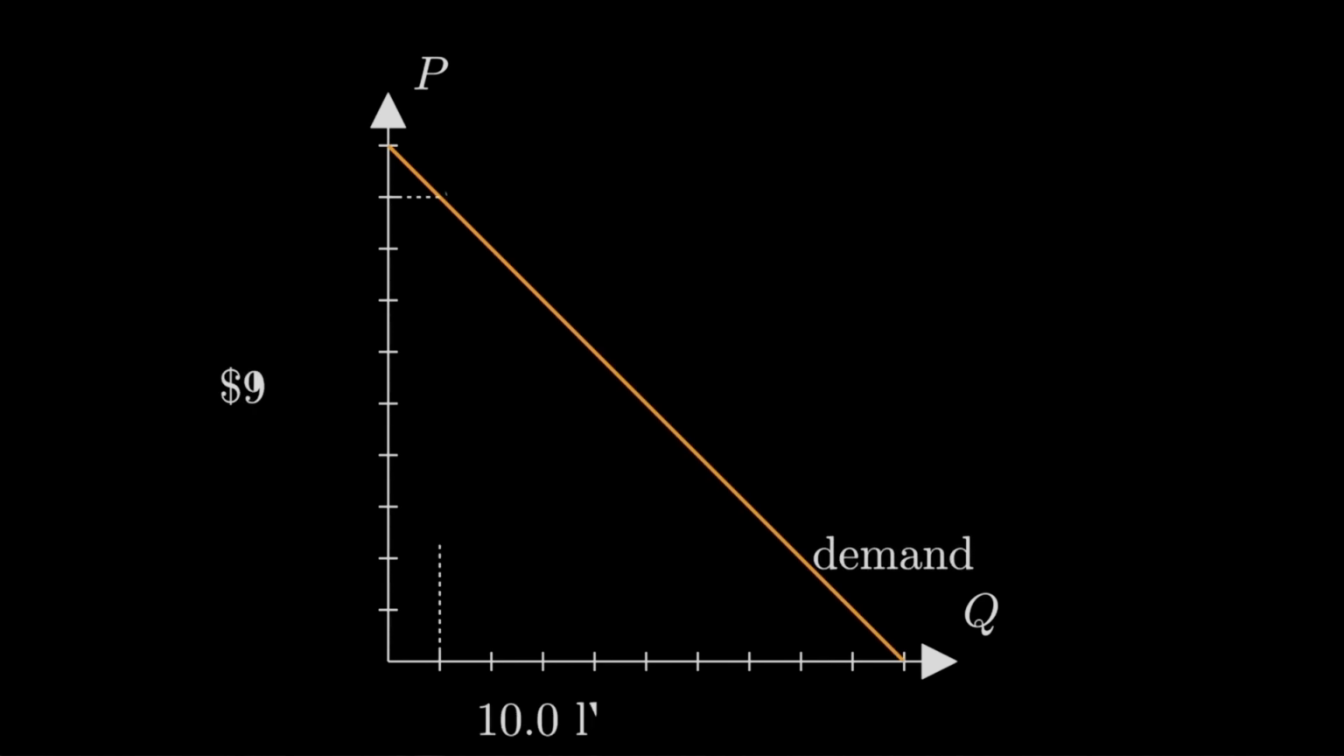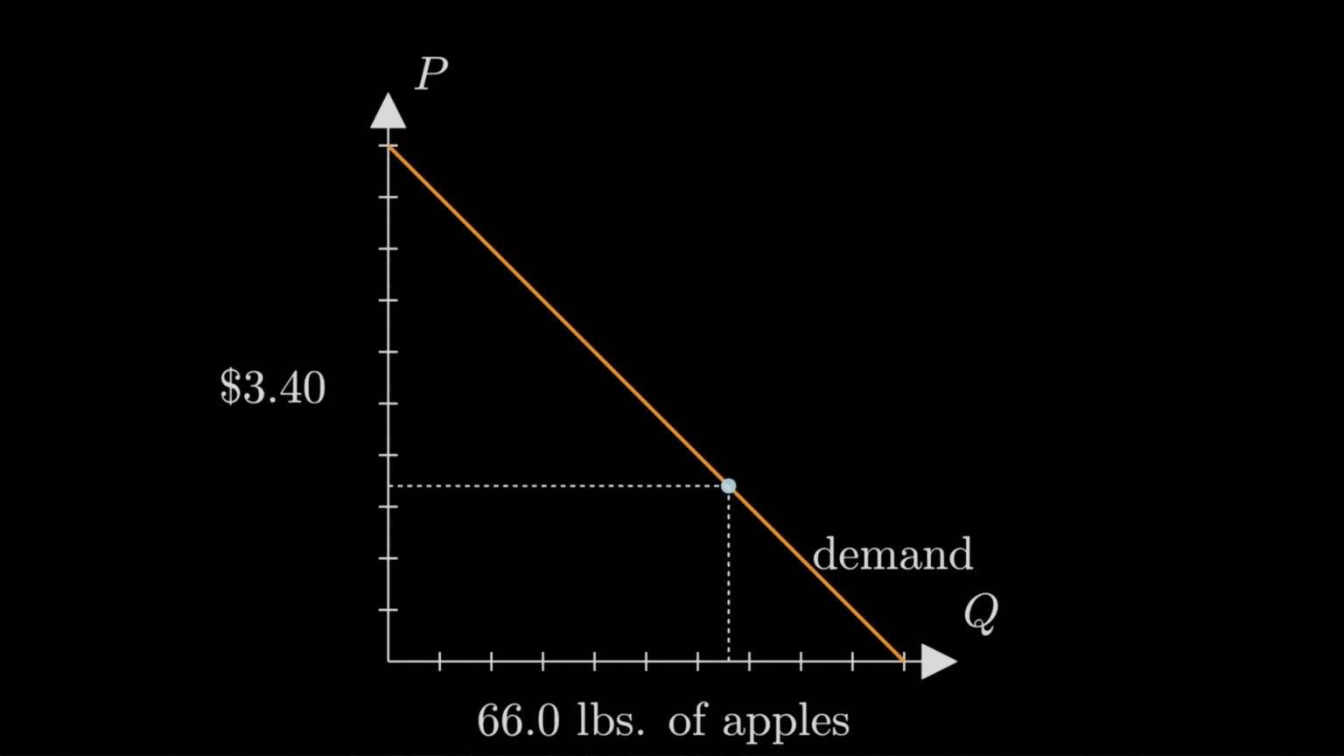Let's now look at you, the buyer. When prices go up, people will buy fewer apples. When prices go down, people will buy more apples. This is simply the law of demand.